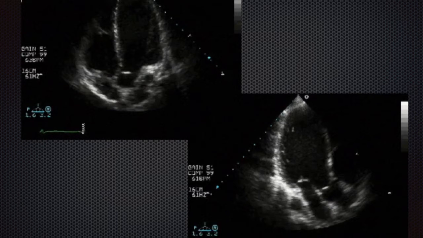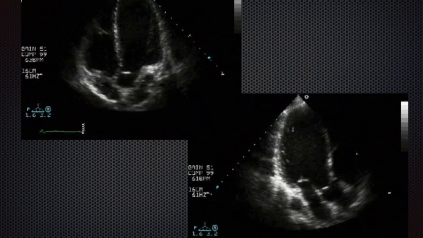On the bottom right is the apical 3-chamber, which is really similar to the parasternal long axis, but shown in a more vertical view. So at the bottom left is the left atrium with the mitral valve opening up into the left ventricle, and the wall of the left ventricle on the left side of the screen is the posterior wall.